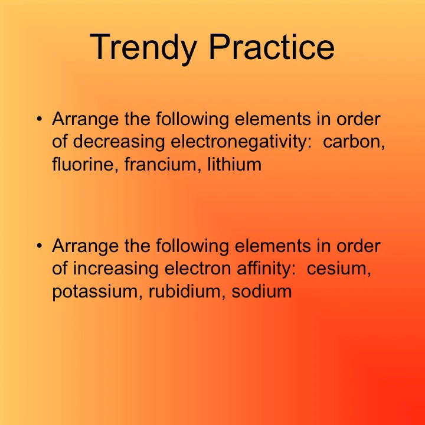The third trendy practice I have for you is arrange the following elements in order of decreasing electronegativity. Carbon, fluorine, francium, and lithium. Pause it, come back. Fluorine's electronegativity is greater than carbon's, which is greater than lithium's, which is greater than francium's. And the final trendy practice I have for you is arrange the following elements in order of increasing electron affinity. Cesium, potassium, rubidium, and sodium. Notice I made this one really nice for you. Turn it off or pause, come back to it, and your answer is cesium is going to have smaller electron affinity than rubidium, which is less than potassium, which is less than sodium.